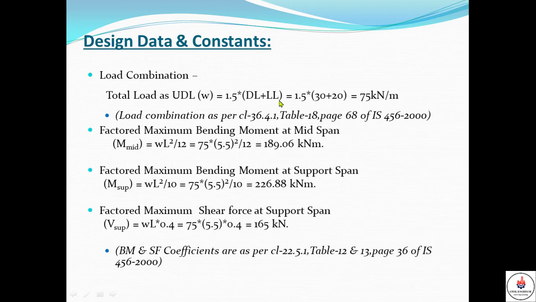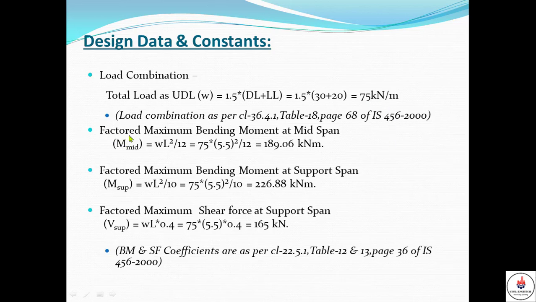We are getting this load factor of 1.5 from clause 36.4.1 table 18 page 68 of IS 456, from where we are getting the load factor 1.5 and also the combination dead load plus live load. So we are calculating this value and getting the total factored UDL equals 75 kilonewton per meter.